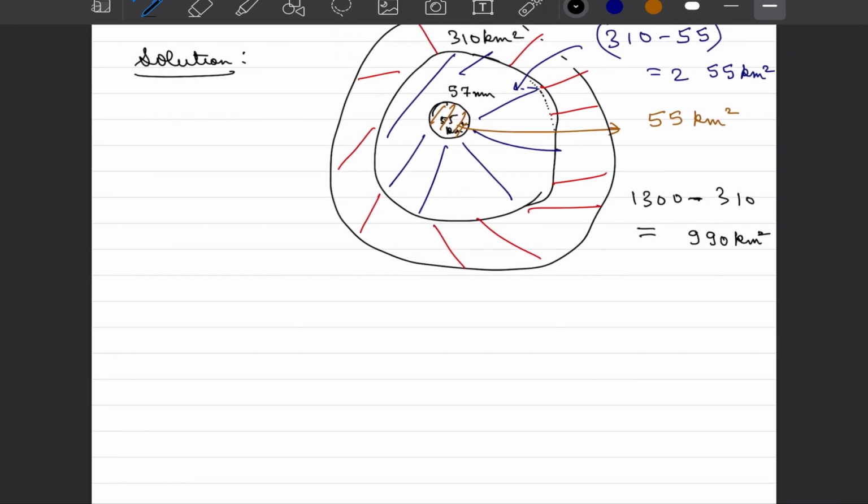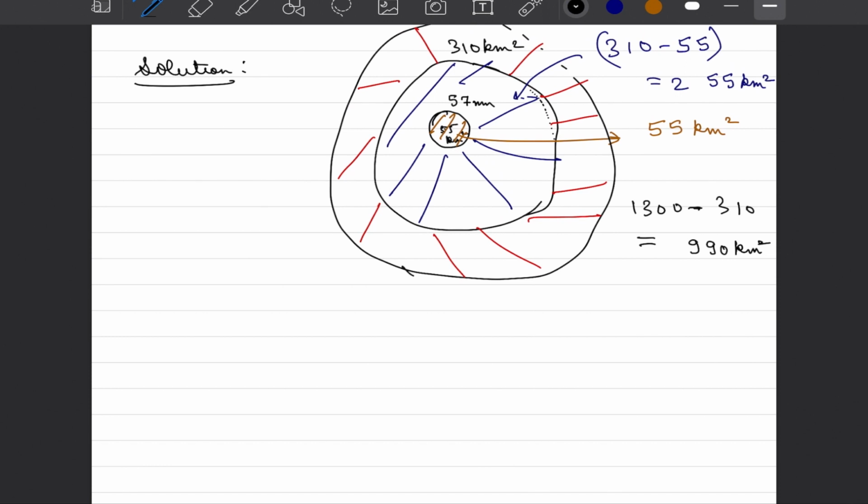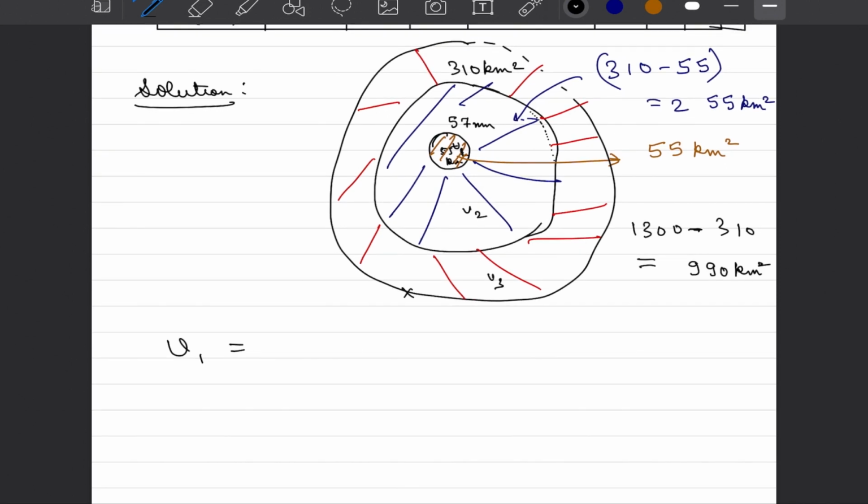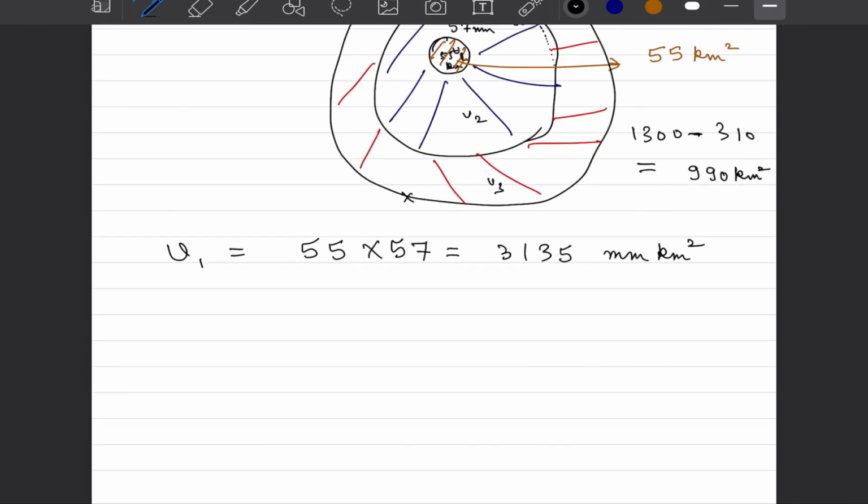Now let us calculate the total volume of precipitation that has fallen up to this point. We will say the inner area is A1, so the associated volumes are V1, V2 and V3. So the total volume of precipitation in the inner circle on average would be equal to 55, which is area, times depth, which comes out to be 3135 mm kilometer square. Again, I'm not changing the units because at the end we will divide it by total area to obtain the average depth and we will get our answer from there.